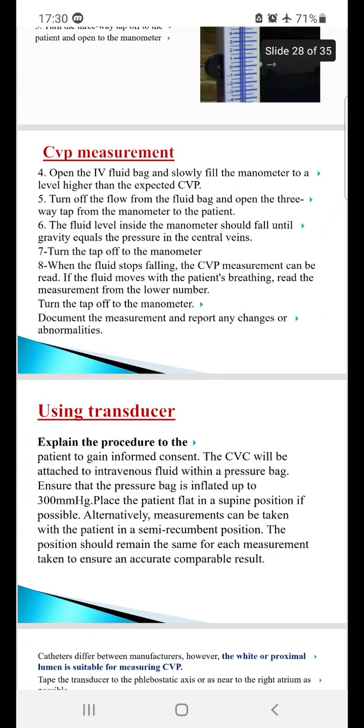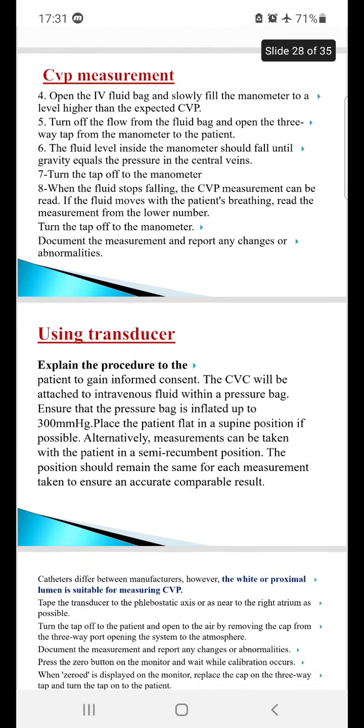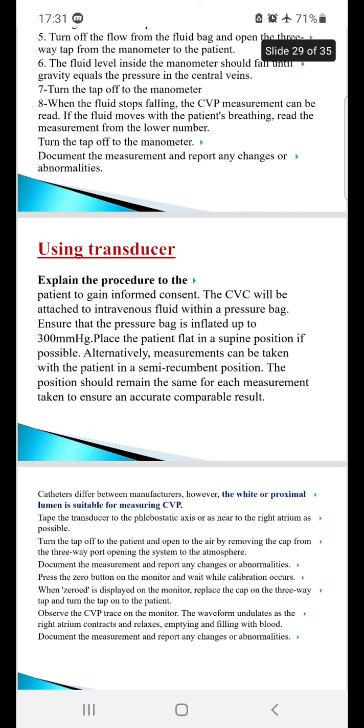The fluid level inside the manometer should fall until gravity equals the pressure in the central veins. Turn the tap off to the manometer. When the fluid stops falling, the CVP measurement can be read. If the fluid moves with the patient breathing, read the measurement from the lower number. Turn the tap off to the manometer. Document the measurement and report any changes or abnormality.